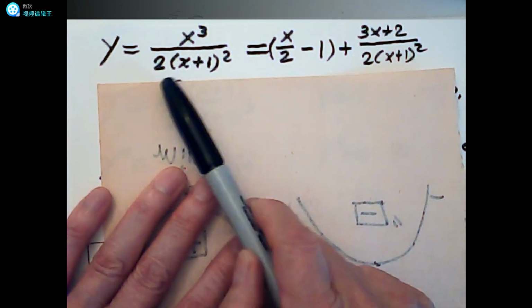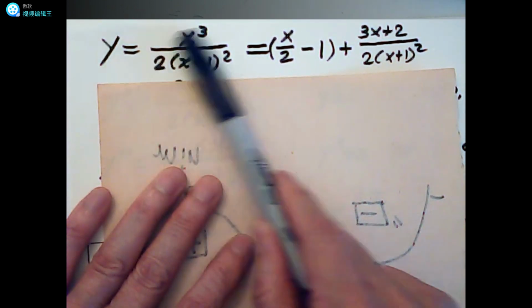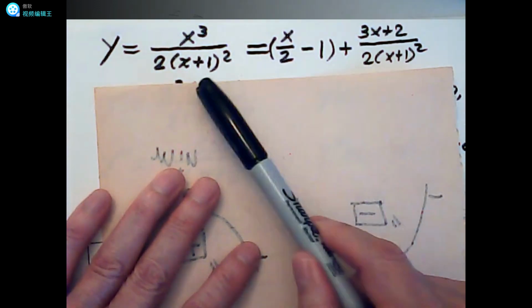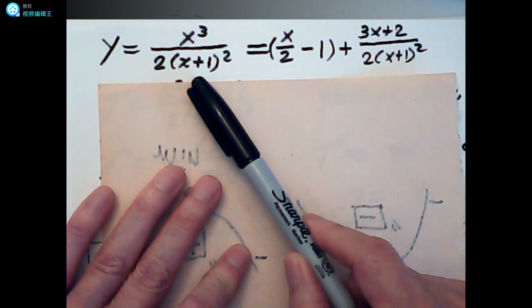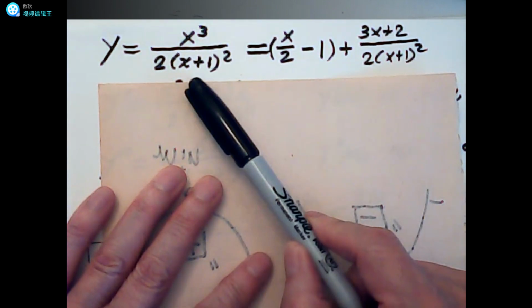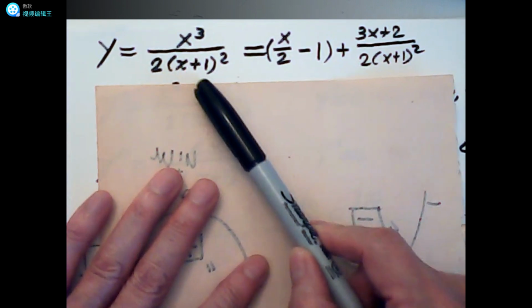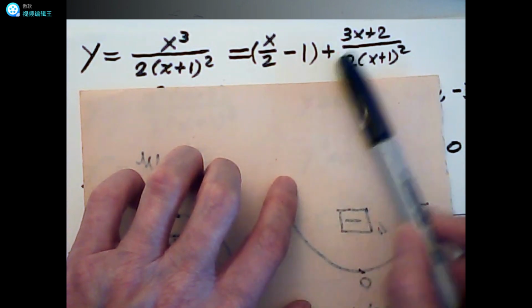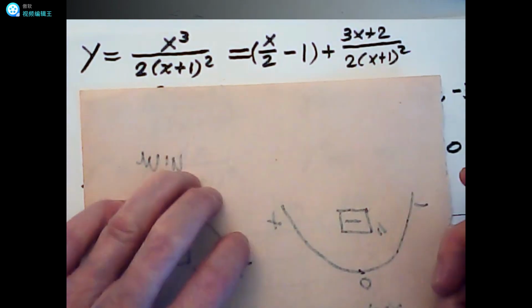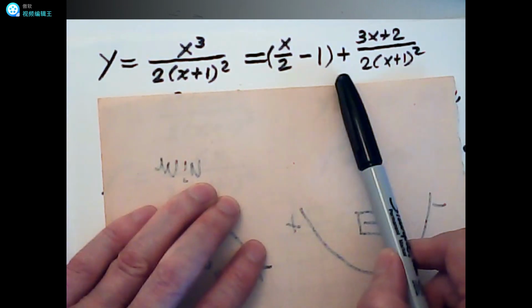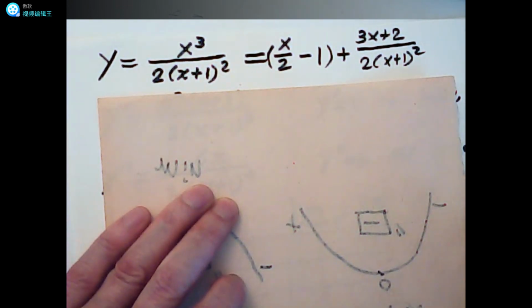We are sketching the graph of this function. Since this function is an improper rational function, we can divide the numerator by the denominator. After division, you have a quotient plus a remainder. That form helps us to sketch the curve later.